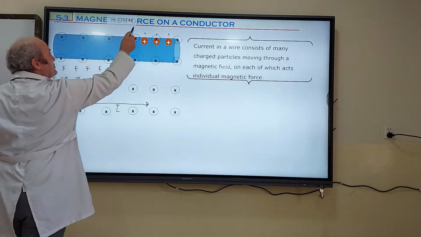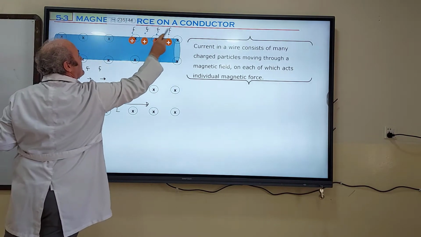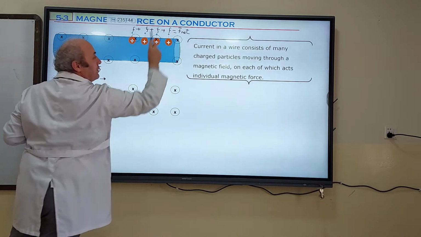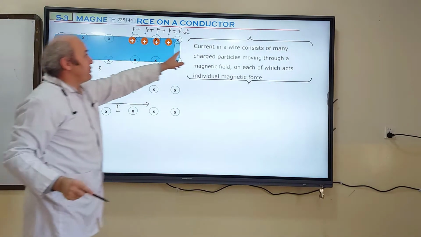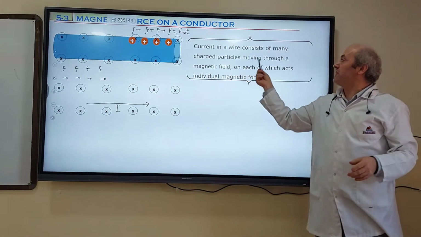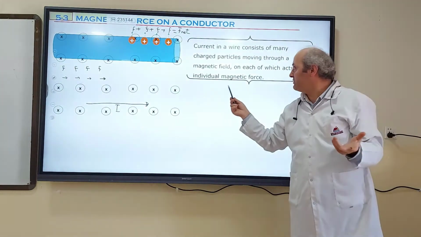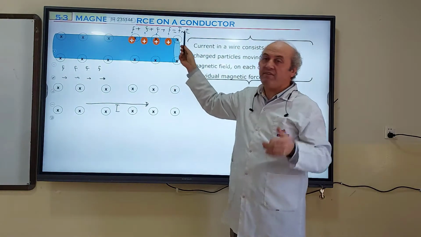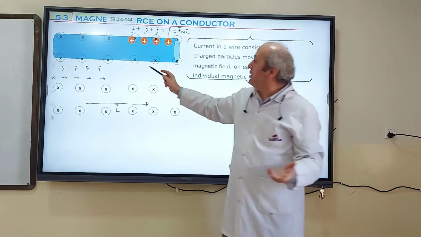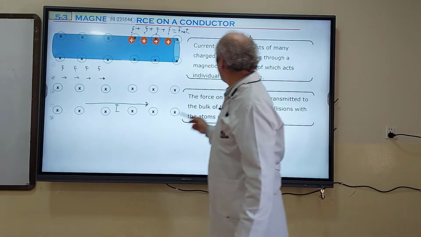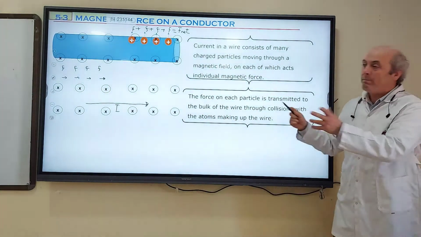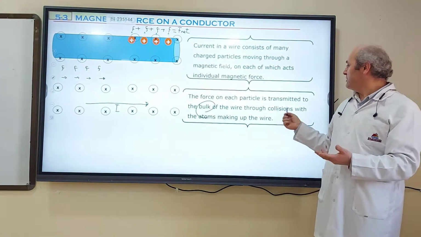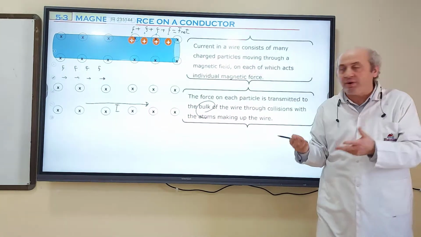And when we add up these forces acting on each charge, we will get the net force acting on the wire. So, current in a wire consists of many charged particles moving through this magnetic field, on each of which acts an individual magnetic force, small f. When we add them all, the force on each particle is transmitted to the bulk of the wire. Bulk means body. So this force will be transmitted to the body of the wire through the collisions of these electrons with other particles.